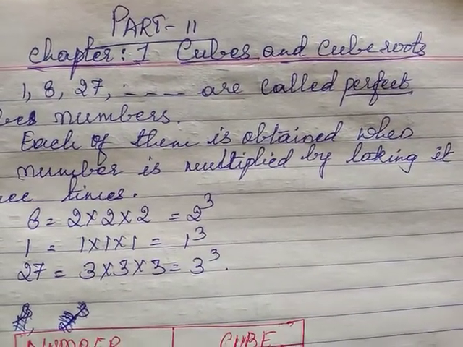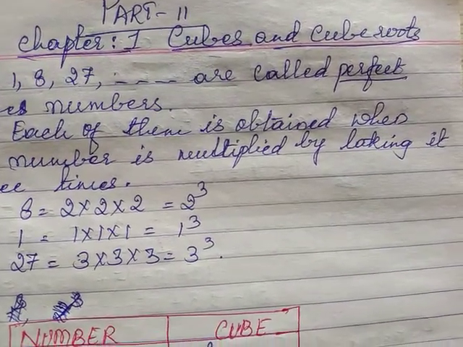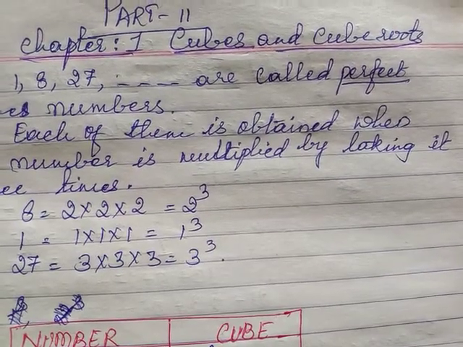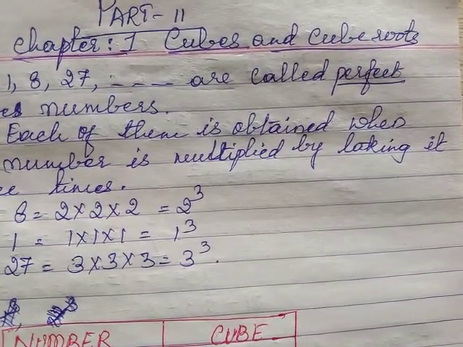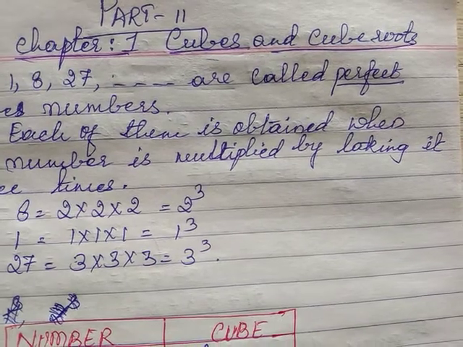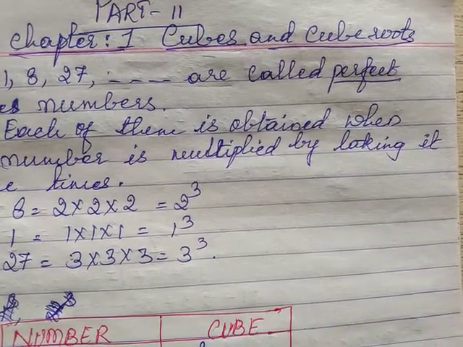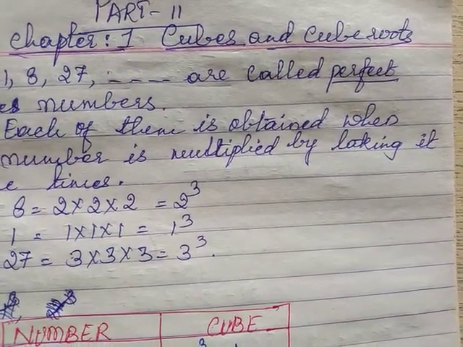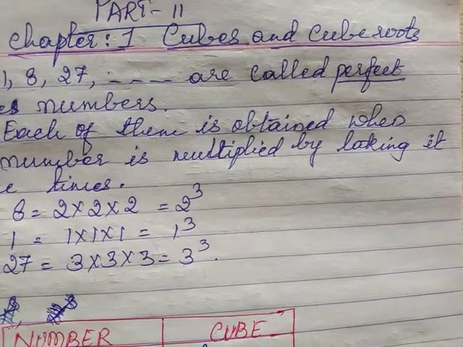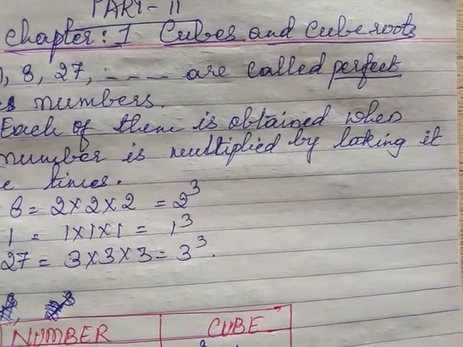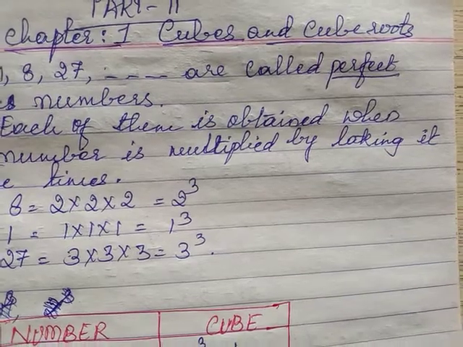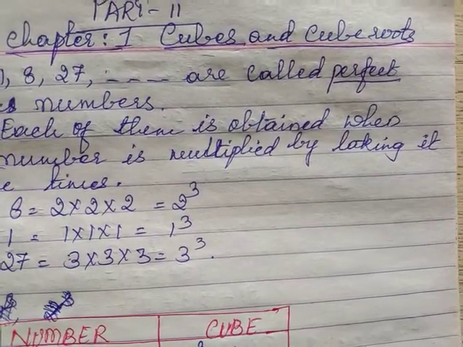2 into 2 into 2 is how much? 8. 1 into 1 into 1 is 1. How many times did we multiply? Thrice. So we represent that as 1 cube.